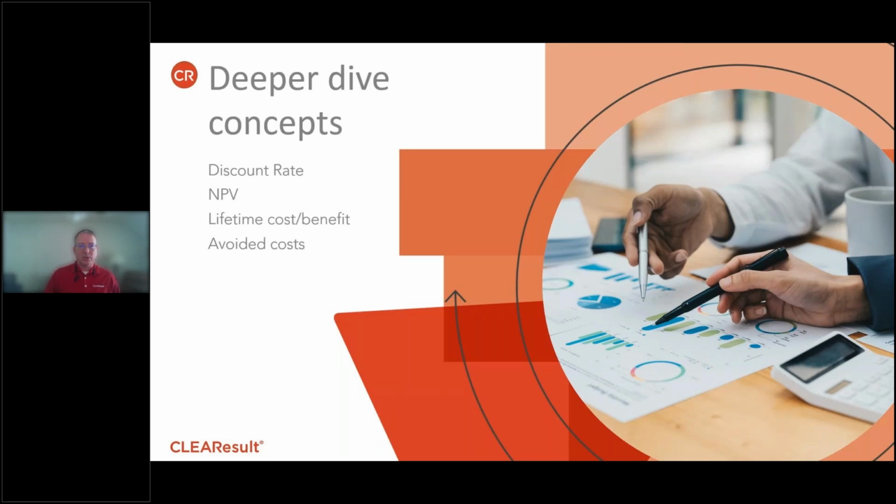So again, we got some questions after 101, and then just realized some things that we needed to really get down deeper into, because we're using words that we don't use in the normal course of our regular work days. So we're going to talk about discount rates, net present value, lifetime cost and benefits, and avoided costs. Those four concepts.